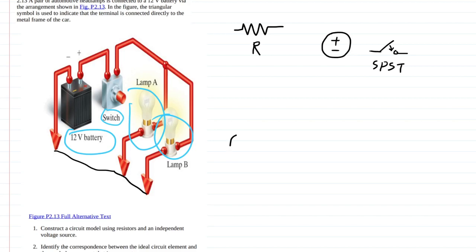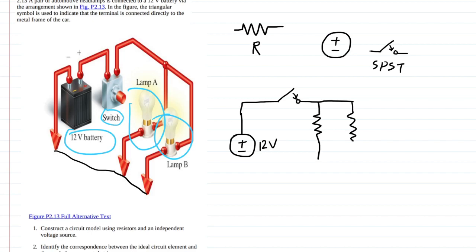So number one thing we're going to start with is the battery. We're going to say that this is 12 volts. And I don't think they give us a resistance value for these lamps, so we're just going to write it as R. But I want to put the switch into the circuit. Say that we have a normally open switch, and we can close it. We're going to have two lights wired in parallel. Why are they in parallel?